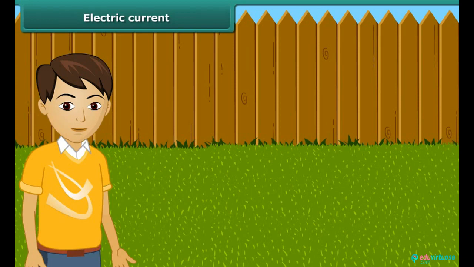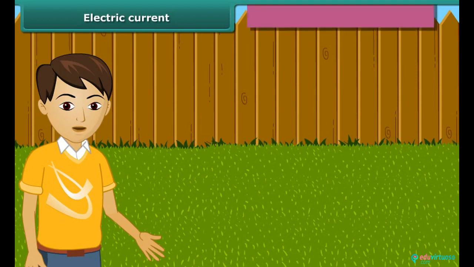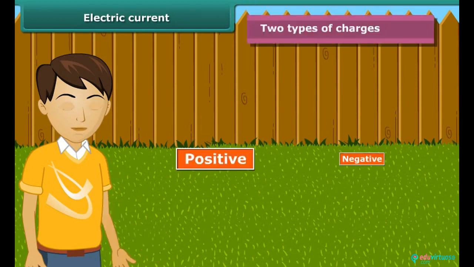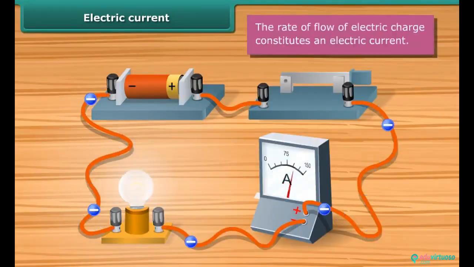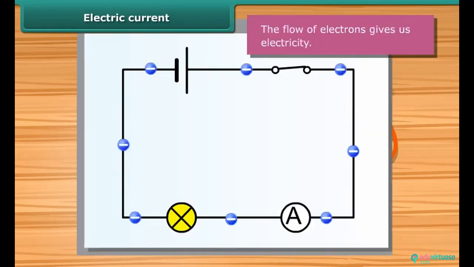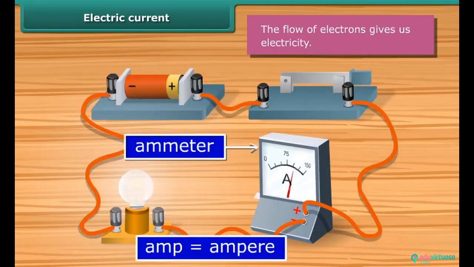We have just studied about electric charges and the forces they exert on one another. We have learnt there are two types of charges, positive and negative. When charges transfer from one body to the other, the bodies are said to be charged. The moving or flowing charges produce an electric current. An electric current consists of a movement of negative charges, that is, electrons. The flow of electrons gives us electricity. Electric current is measured by an ammeter.